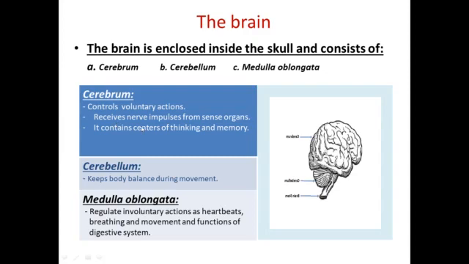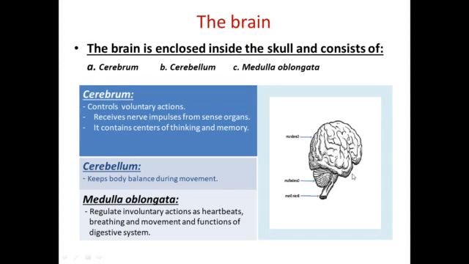Also, it receives nerve impulses from sense organs like the eyes, nose, ears, skin, mouth, and so on. Tongue, okay? It contains centers of thinking and memory. So if you keep something in your mind, it is kept in the cerebrum, or some parts of the cerebrum, some centers in it.